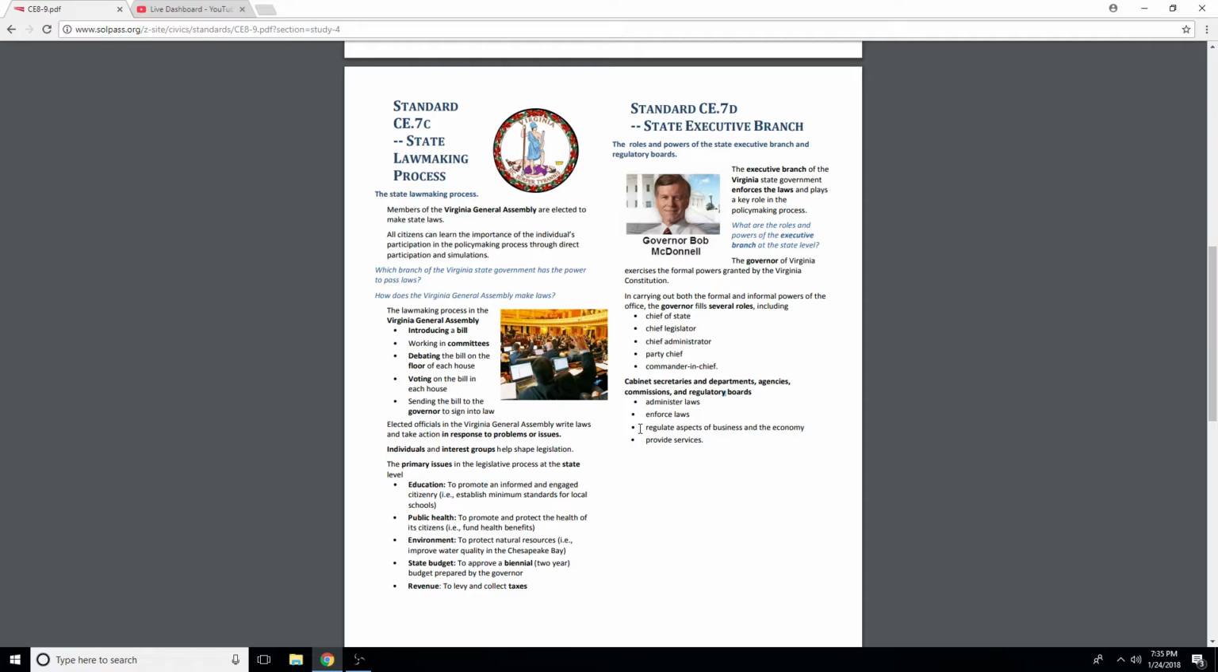They're enforcing the laws. They're helping make sure the services are provided, like making sure that we have police, firefighters, that our schools are getting adequate funding, that we're encouraging business to thrive in Virginia, and so on. So that's pretty much the first test. It's a lot of repeat from when we did national and the branches there. It's just they slapped a state name on everything. Okay? I'm going to move on to the next one.